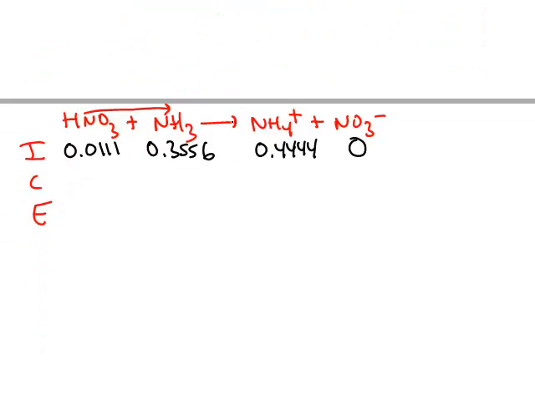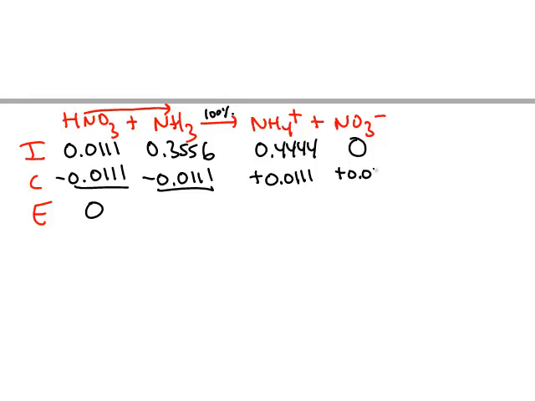With this ICE chart, we know we're going to go to the right because we have a zero for the nitrate, and we know the reaction is going to be complete. So in this case, the nitric acid is our limiting reactant, and all of it gets used up. So we decrease the amount of ammonia, and we increase the amount of ammonium.